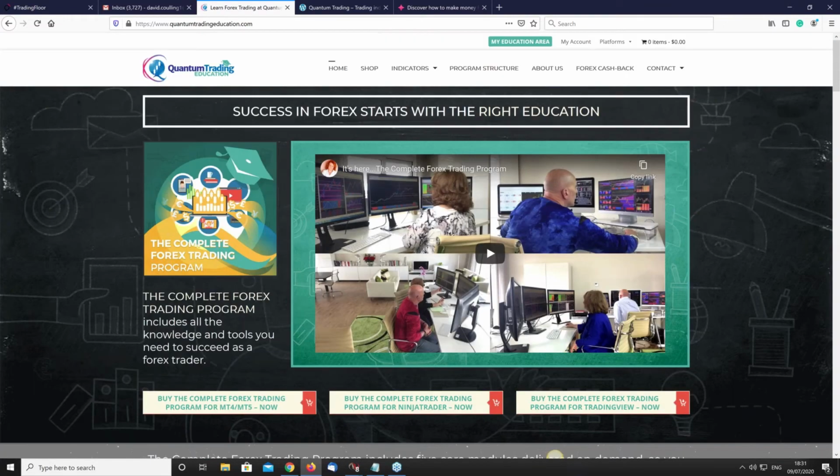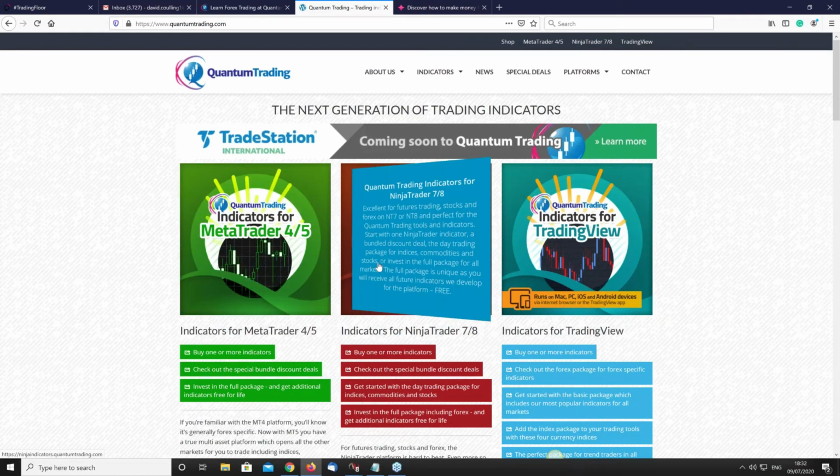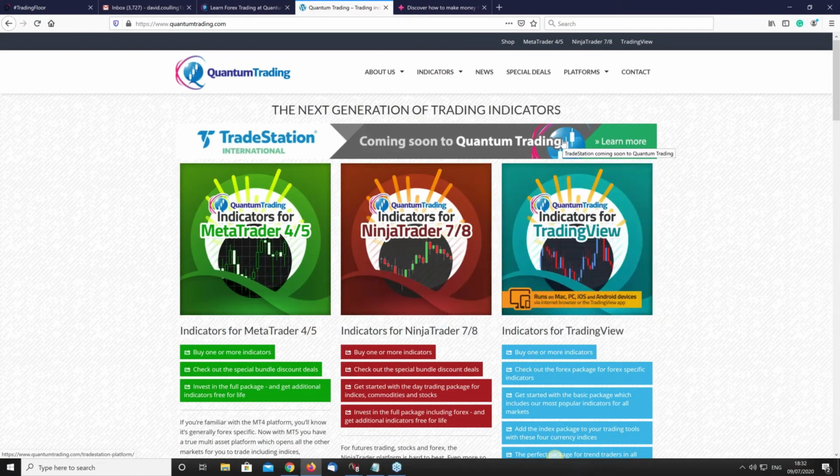In terms of the indicators, you can find them all here. MT4/5, NinjaTrader 7/8, TradingView, TradeStation, we're literally working on. We're building the domain. We've got all the support pages going in. All the enablement systems being built. The indicators have been tested.